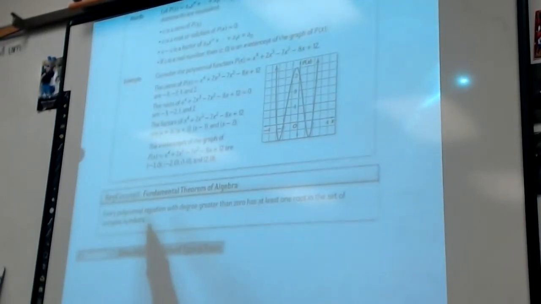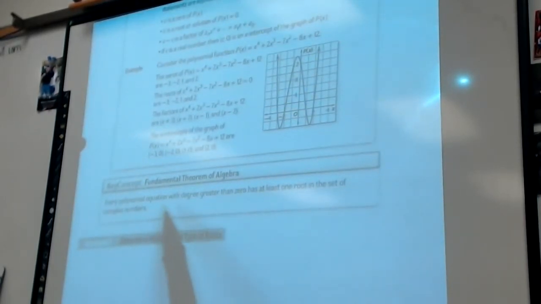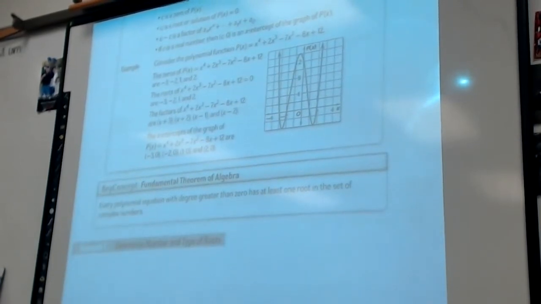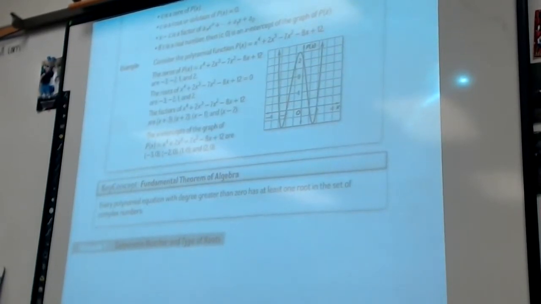All right, fundamental theorem of algebra. Every polynomial equation with a degree greater than 0 has at least one root in the set of complex numbers. Now, you probably remember from quadratics, you can have a quadratic that never crosses the x-axis, right? Okay, but the fundamental theorem of algebra says it's still going to have at least one root. It'll be in the complex number system, but it's still going to have at least one. Okay.